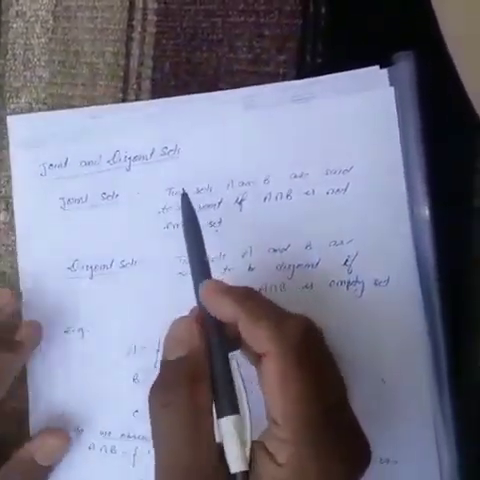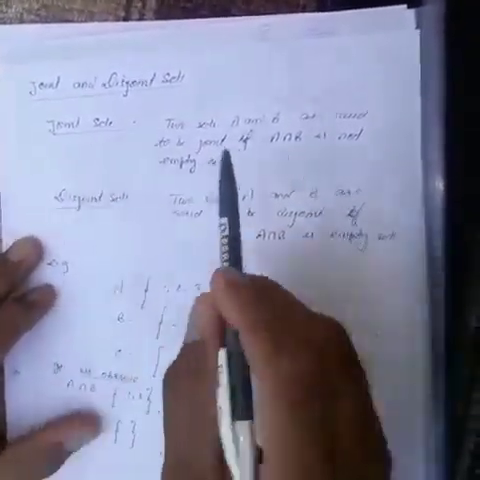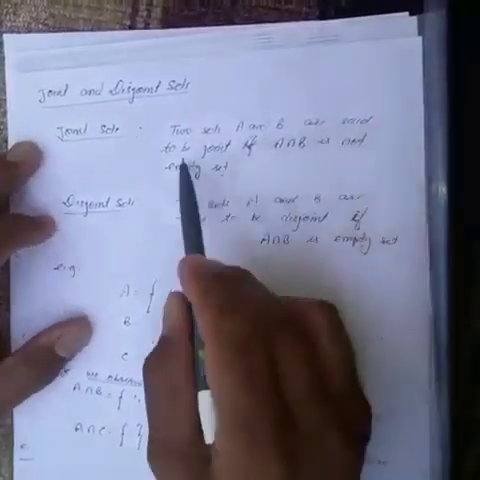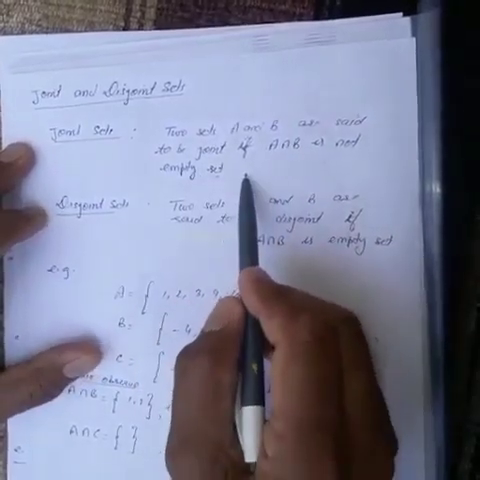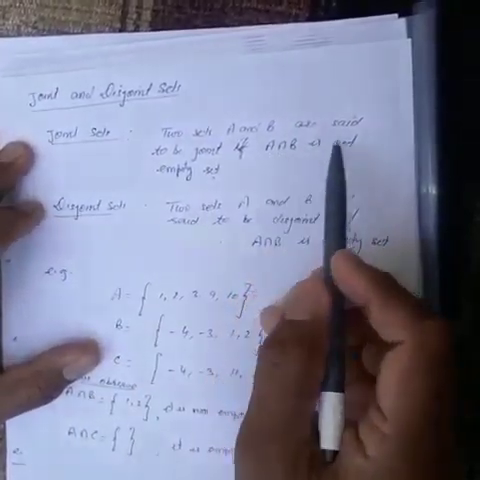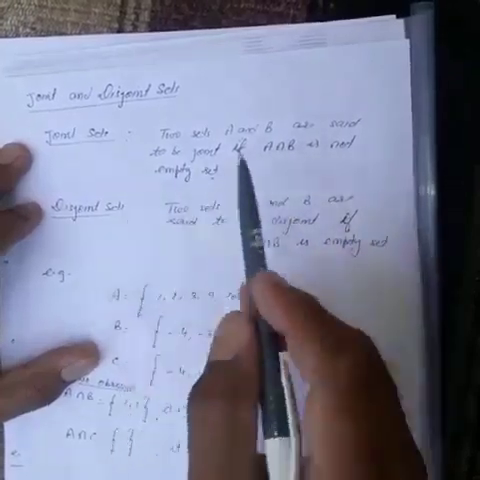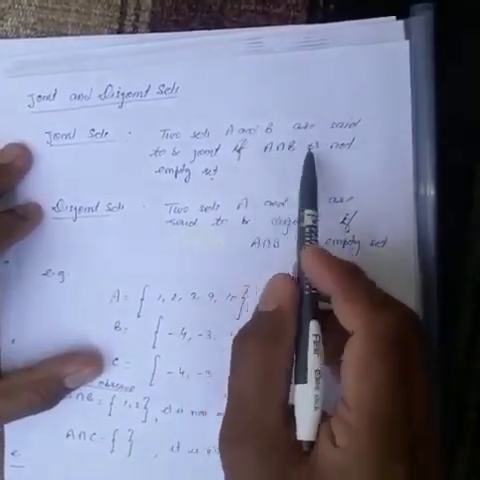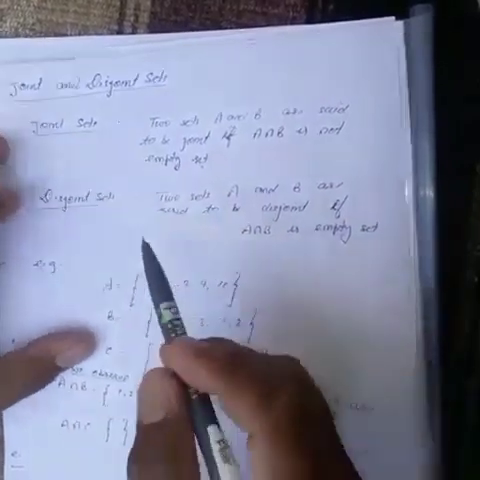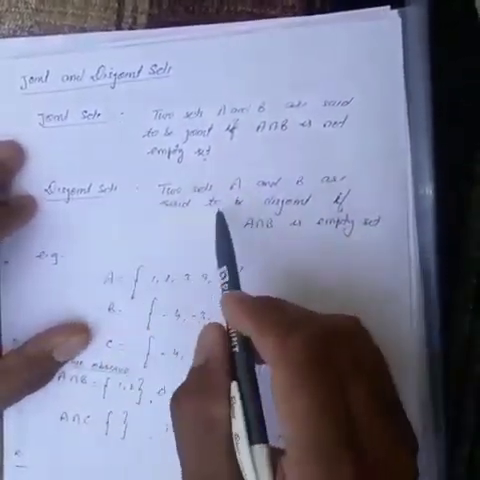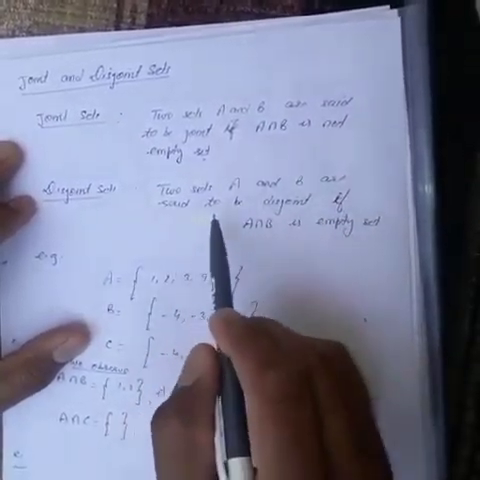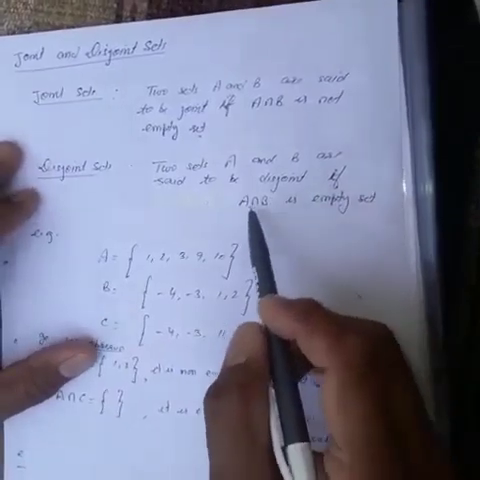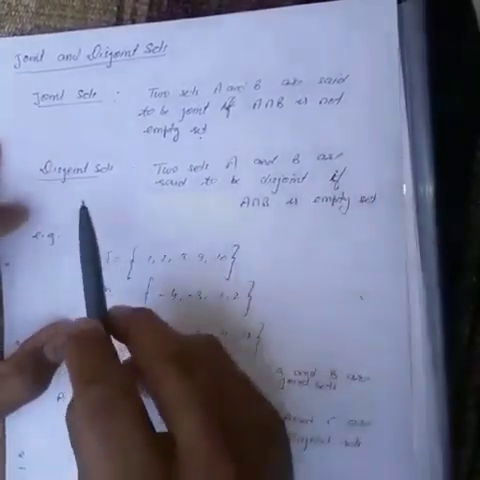Now the next is joint and disjoint sets. Joint sets: two sets A and B are said to be joint if A intersection B is not empty. It means there must be some elements common in A and B. Then A and B are called joint sets. And disjoint sets: if two sets A and B have no element in common, they are disjoint sets. It means if A intersection B is empty, then they are disjoint.